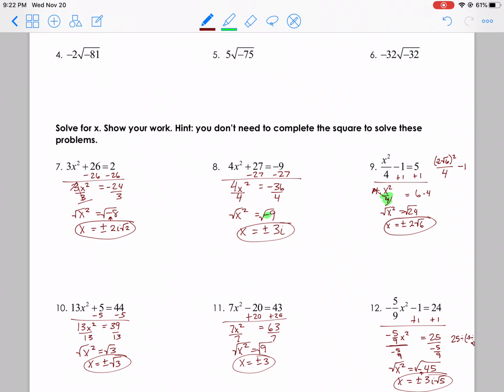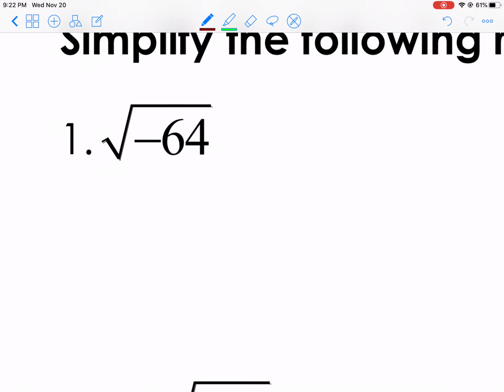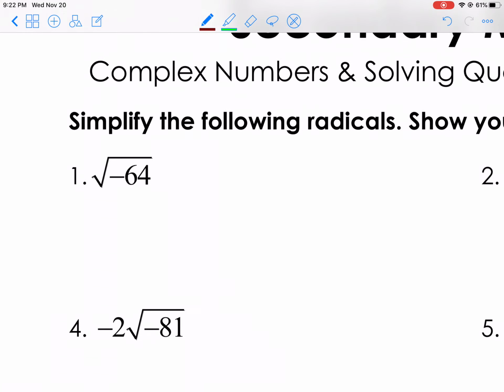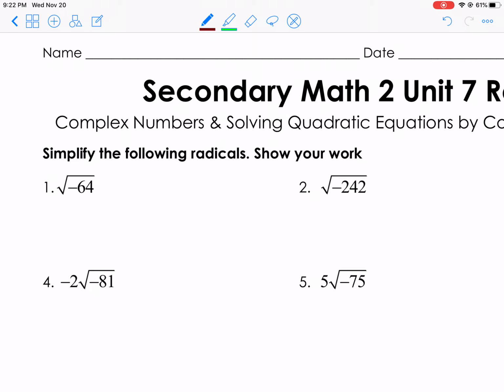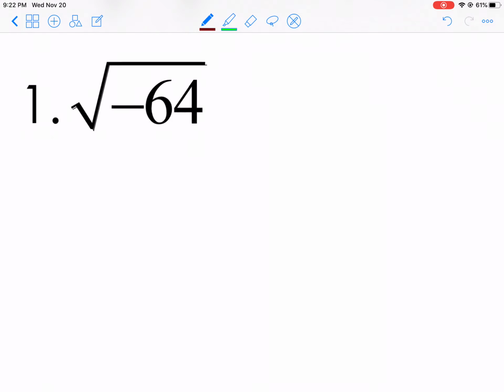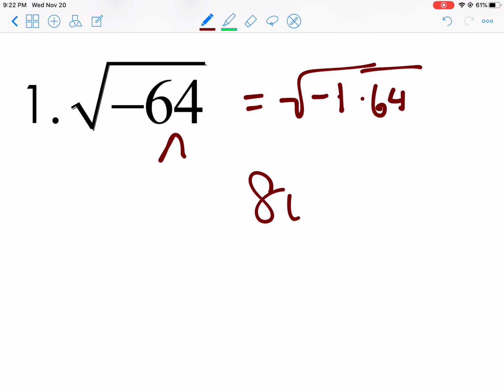All right, let's look at the top of this page. This part should seem easy compared to what we've been doing now, right? Simplify the following radicals, show your work. Show your work if there's work to be shown, I guess. So the square root of 64, that's 8. The square root of negative 1, that's i. So what we have here, we can just go straight to that, 8i.